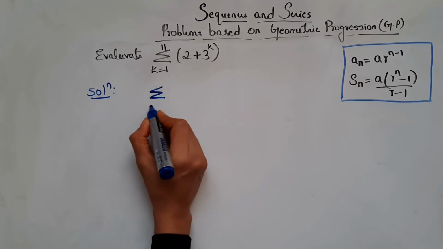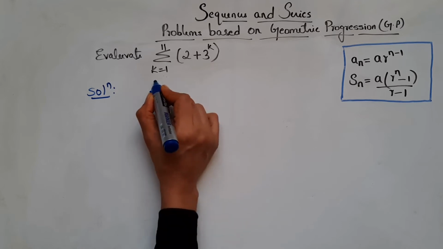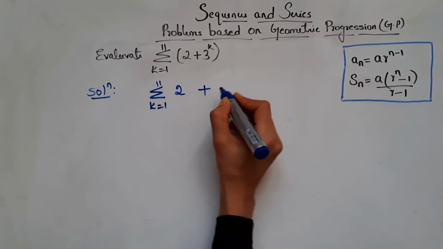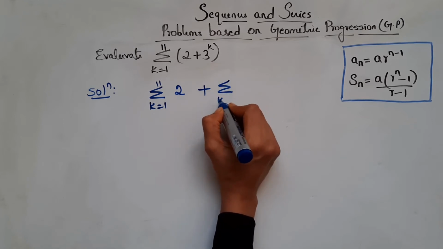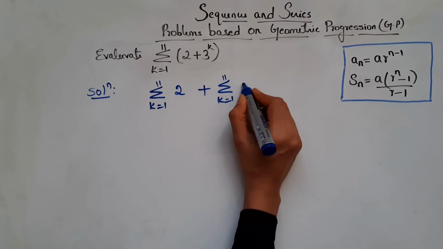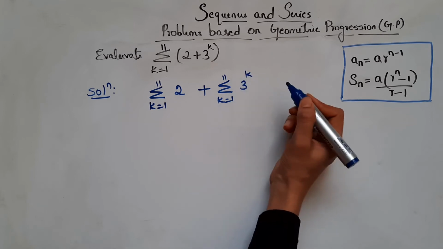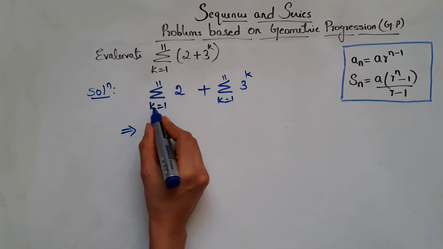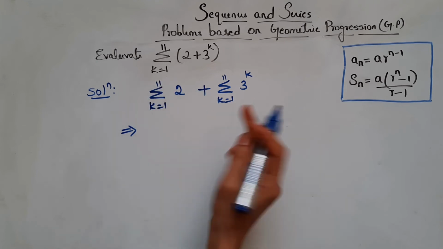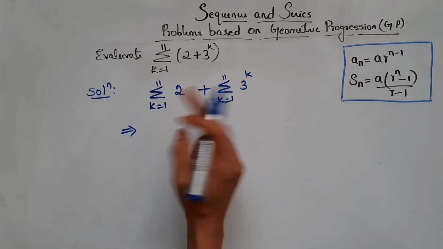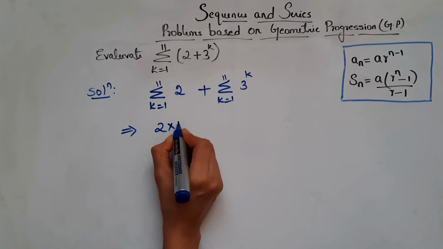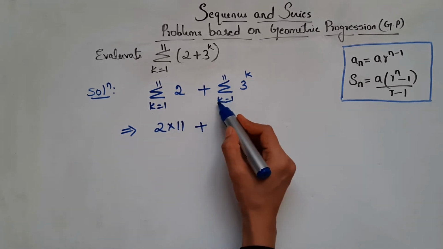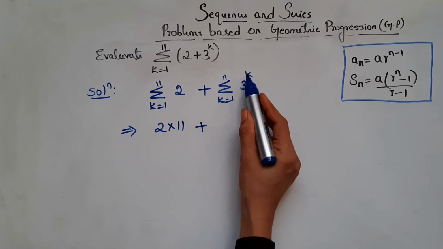So how can we do this? From k is equal to 1 to 11, we have 2 plus sigma k is equal to 1 to 11, we have 3 power k, right? So this implies summation from k is equal to 1 to 11, that means 11 times, right? So which is nothing but 2 into 11, right? Plus, so here we have sigma from k is equal to 1 to 11, 3 power k.